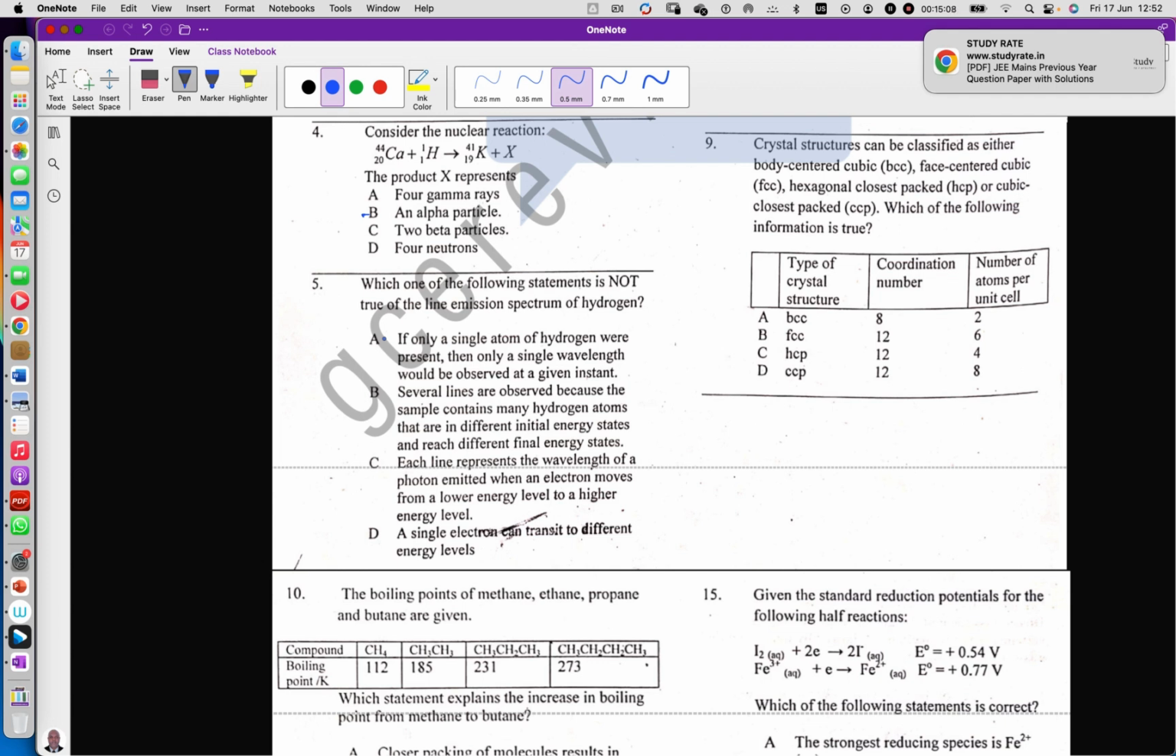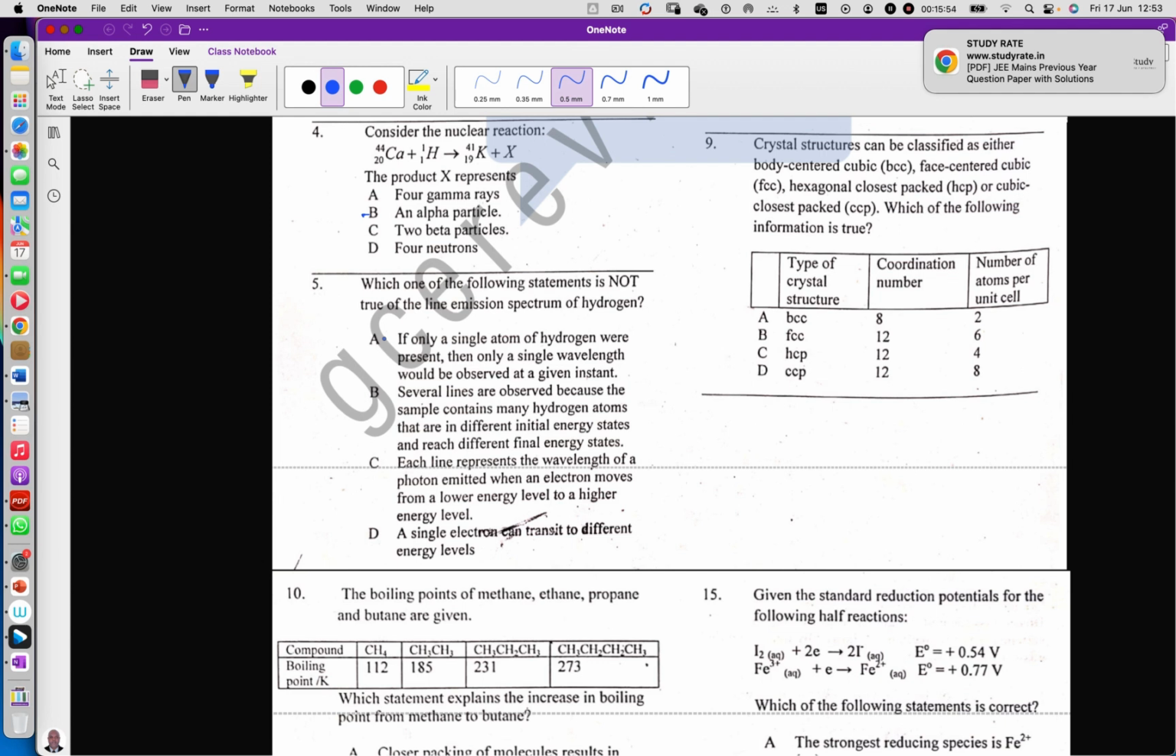If only a single atom of hydrogen were present, then only a single wavelength would be observed at a given instant. B. Several lines are observed because the sample contains many hydrogen atoms that are in different initial energy states and reach different final energy states. C. Each line represents the wavelength of a photon emitted when an electron moves from a lower energy level to a higher energy level.